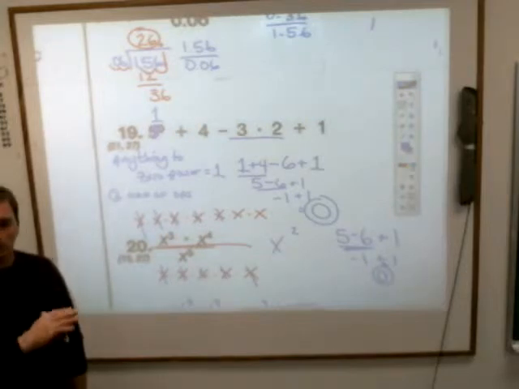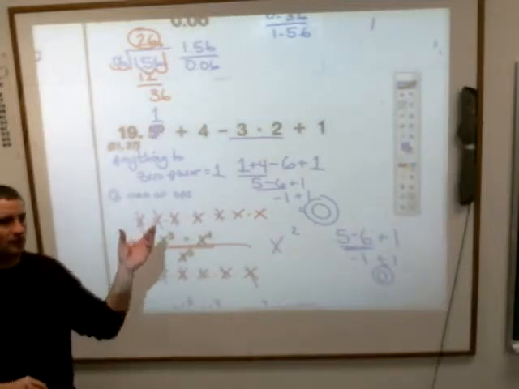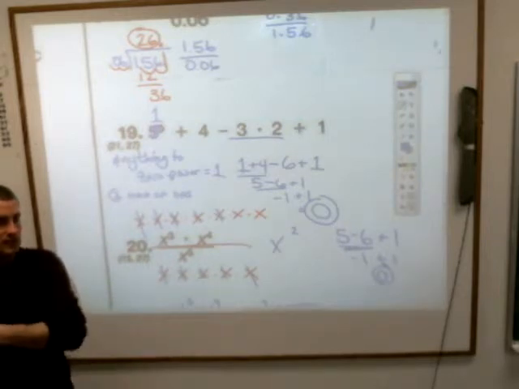Okay. Addition, same thing with multiplication and division. They have to be done when they're your only choices left. You have to do those from left to right.